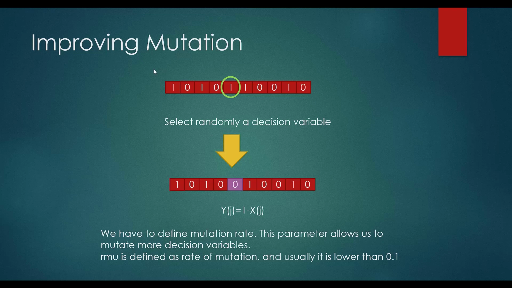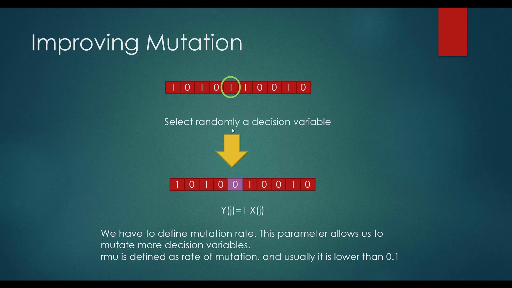So here we want to focus on improving mutation, the other operator of the GA. Let's get started with the improvement of the GA. As you can see, for the mutation we just selected one variable and changed it. If this variable is 1, we change it to 0, and if this variable is 0, we change it to 1.